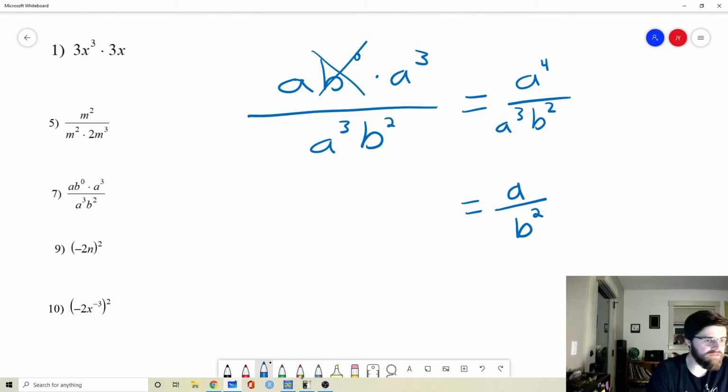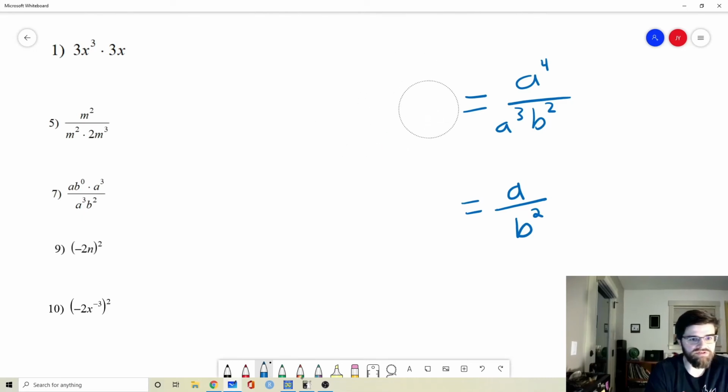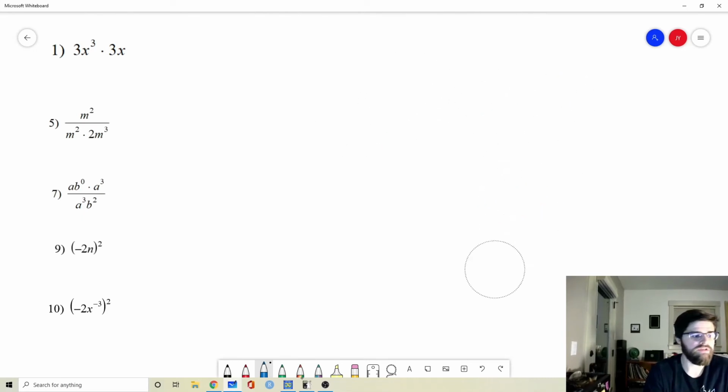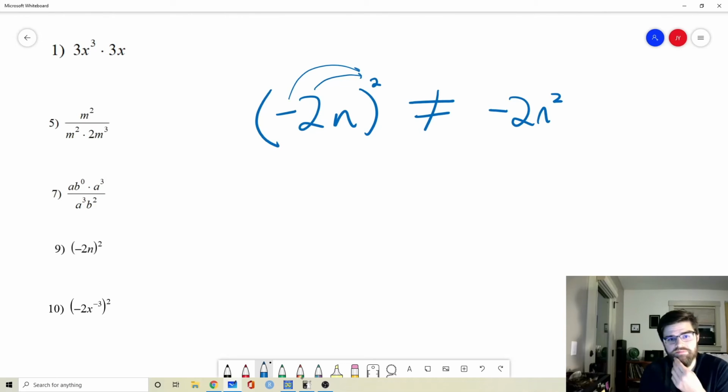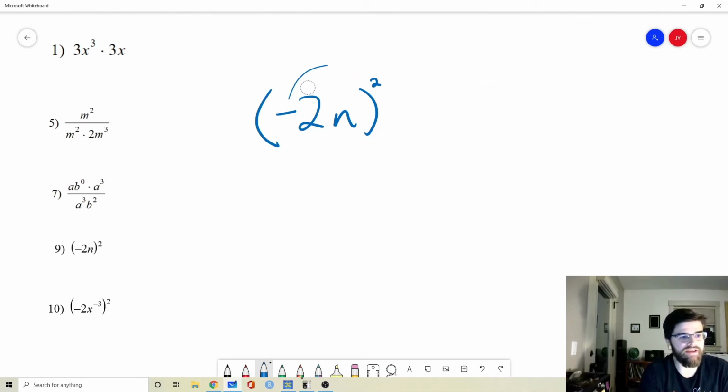All right, moving on to number 9 here. This one's interesting because we've got a negative involved. We've got negative 2 times n, all squared. What's really important is these parentheses are doing a lot of work here. This is not the same thing as saying negative 2n squared, because in this situation, the 2 is being squared, the negative is being squared, but not here. Over here, just the n is being squared, and we leave the negative 2 alone. So those parentheses are there for a reason. It means we're going to square everything inside.